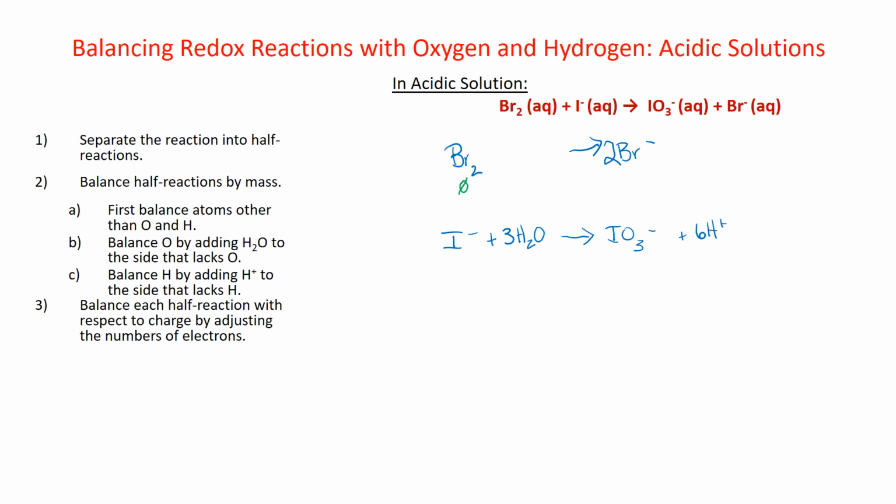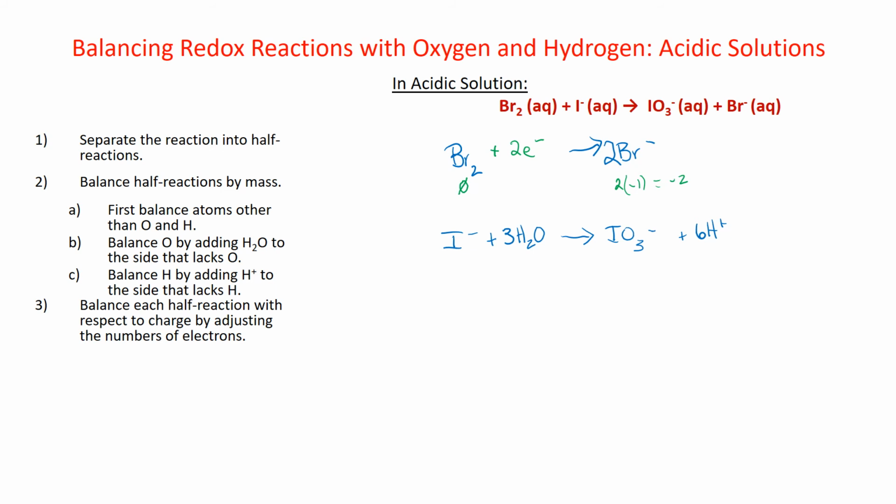On the other side, I've got 2 of those negatively charged bromide ions. So it's 2 times -1. That gives me a total charge of -2. Well, 0 is definitely more positive than -2. So the 0 side is the one that I'm going to add my electrons to. And I'm going to add 2 electrons total to bring that charge on the left down to -2.